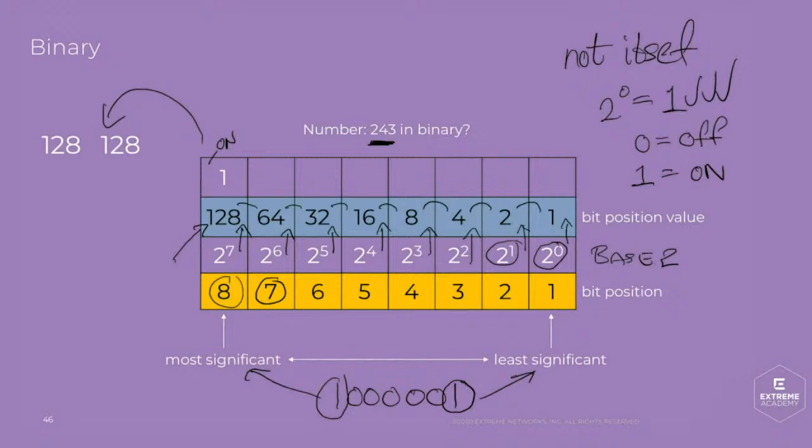And if I turn that one on, it has a value of 64. So 128 plus 64 equals now 192. It's still not 243. So I got to keep going.